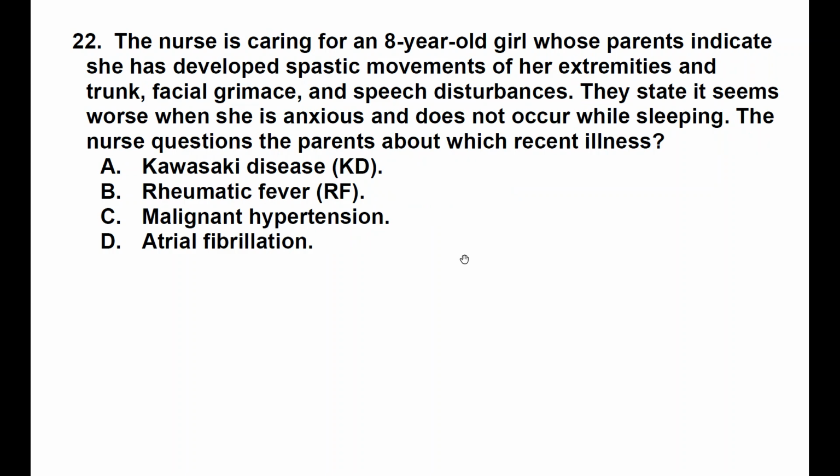Of course, atrial fibrillation is not an illness, and malignant hypertension does not result in the condition, but it can actually cause chorea or St. Vitus dance. And of course, letter B, chorea can be a manifestation of RF with a higher incidence, and KD does not result in this condition, and that's called chorea or St. Vitus. The answer for number 22 is letter B, rheumatic fever.